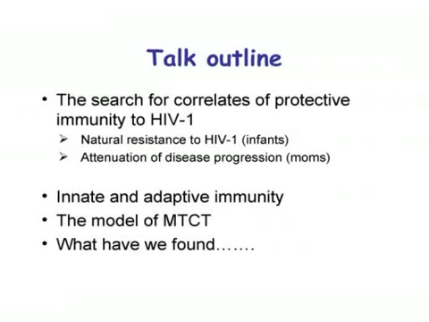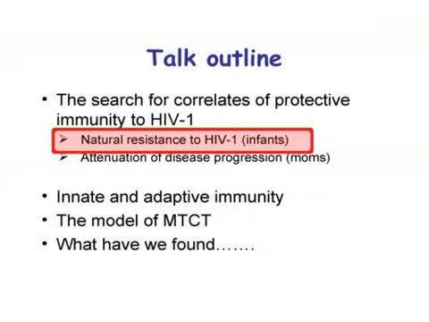The talk outline is really, for many, many years, we've been searching for correlates of protection to HIV and using maternal infant transmission as the model to study this. That's looking at natural resistance to HIV infection in the infants, but also the ability to look at the HIV infected mothers and look at issues of attenuation of infection in the mom. So it allows us to look at both infection as well as susceptibility to infection.